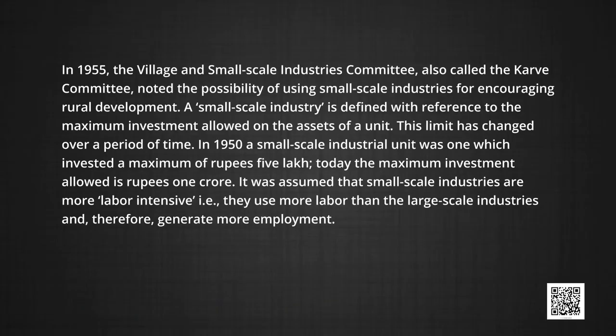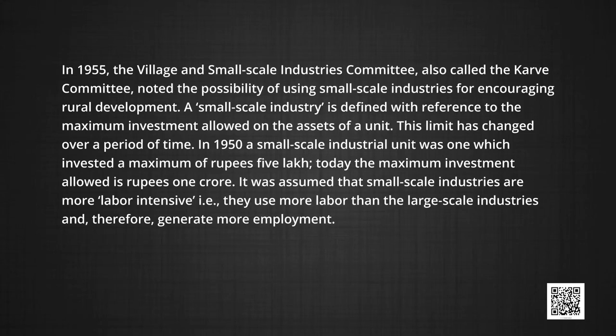In 1955, the Village and Small Scale Industries Committee, also called the Karve Committee, noted the possibility of using small scale industries for encouraging rural development. A small scale industry is defined with reference to maximum investment allowed on the assets of a unit. This limit has changed over a period of time. In 1950, a small scale industrial unit was one which invested a maximum of rupees 5 lakh. Today, the maximum investment allowed is rupees 1 crore.